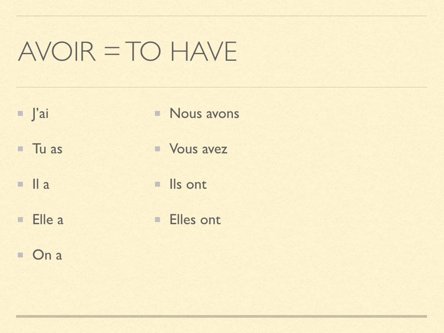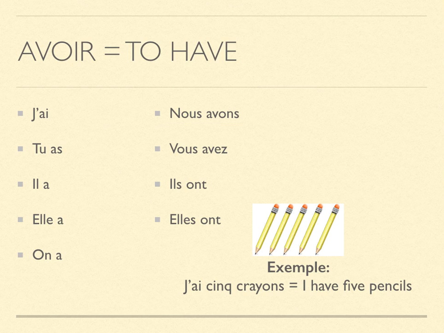As you can see, these simply must be memorized. There's no pattern to them. It's simply a matter of lots and lots of practice. For an example sentence, yesterday we looked at the sentence, I have 5 pencils. So we can see that our very first word there is actually our form of avoir, j'ai, I have.